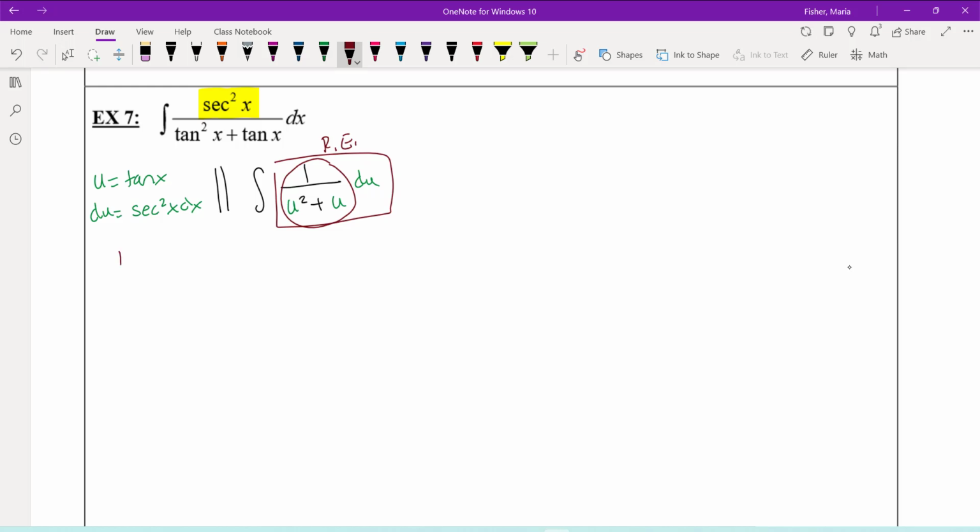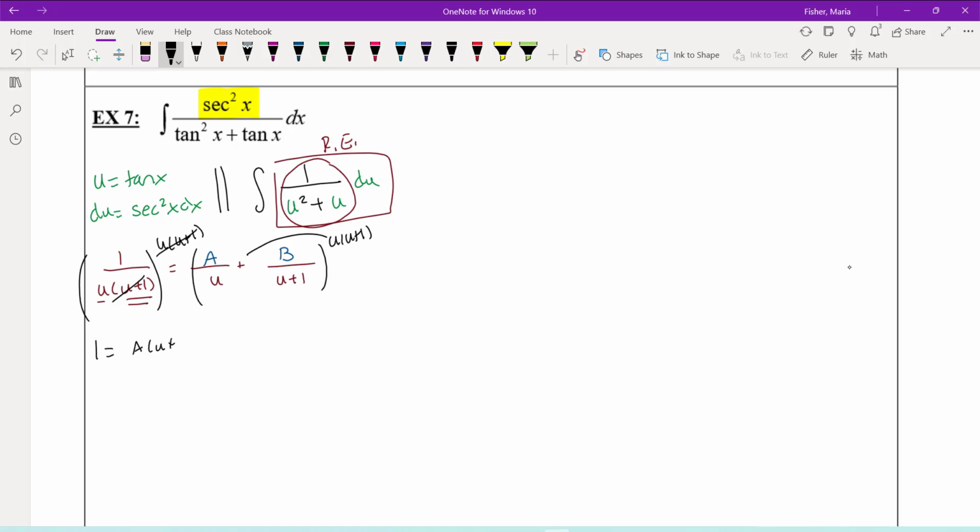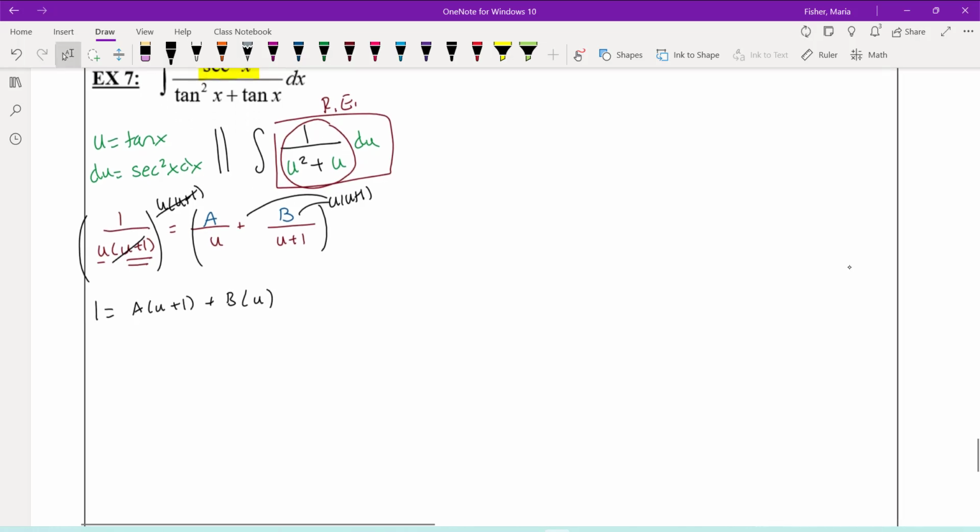Well, if I factor it, it has a common factor of u, I'd get u times u plus 1. Then decomposing it, I have two separate denominators, u and u plus 1. Over both of those linears, I write constants, so A and B. Then I multiply by the denominator, so I'm going to multiply both sides by that u times u plus 1. Here they're canceling, and I get 1 is equal to A times u plus 1 plus B times u.